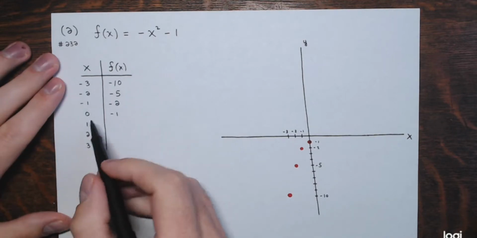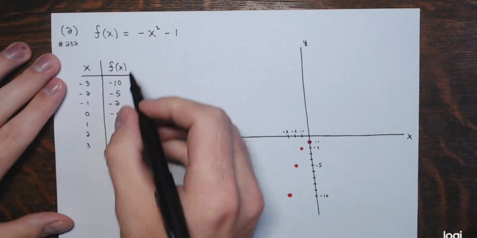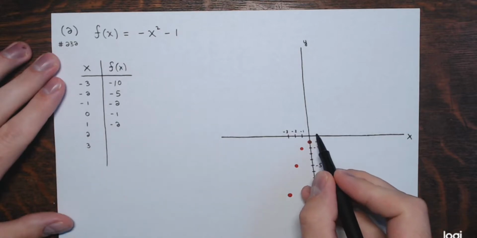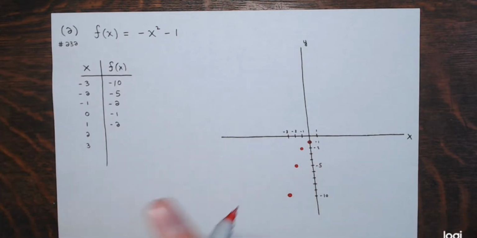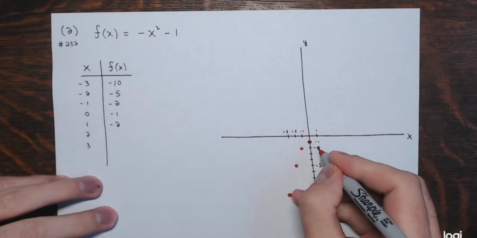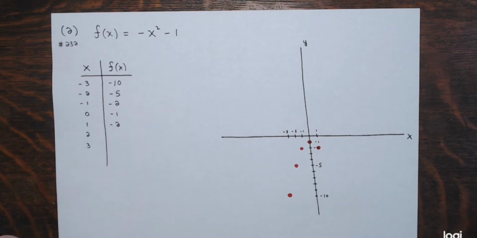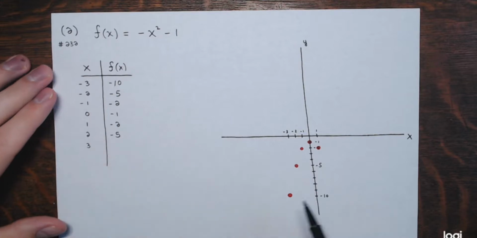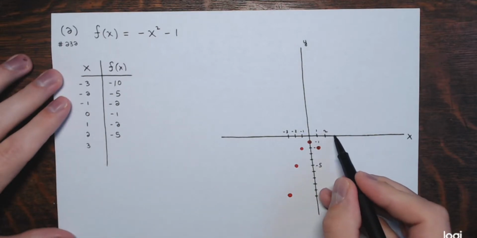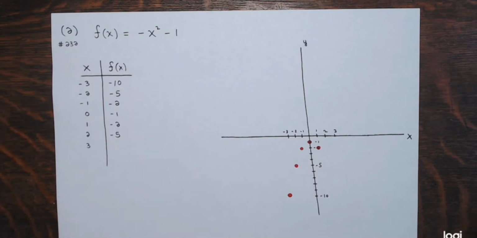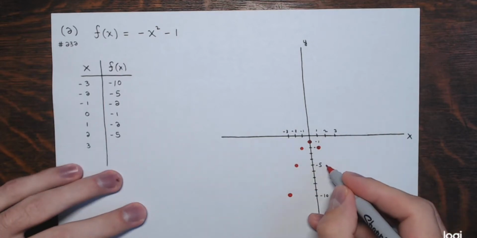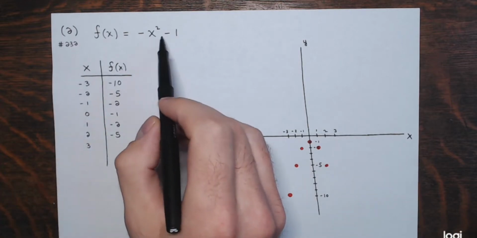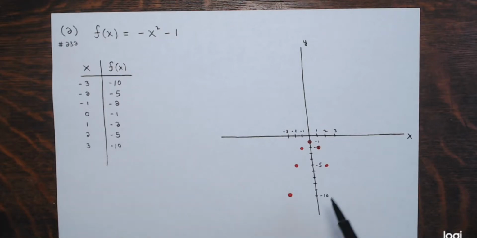Alright, input 1, output -2 again. You'd have -1 minus 1. So input 1, output -2. So that's actually on my -2 here. Sorry about that. That point. Input 2, you'd have -4 minus 1, -5 again. So input 2, output -5. So around here. And then input 3, you'd have -9, minus 1 is -10 again. Output -10.